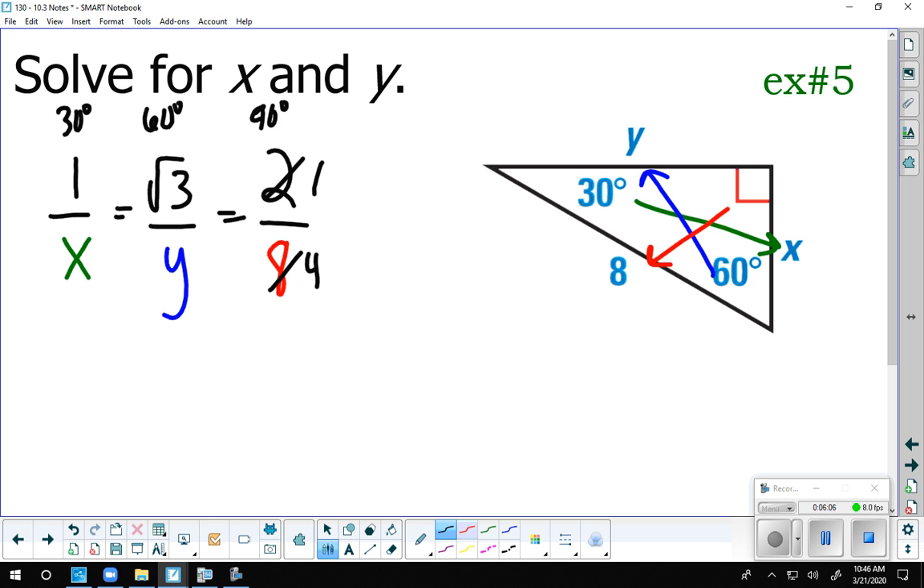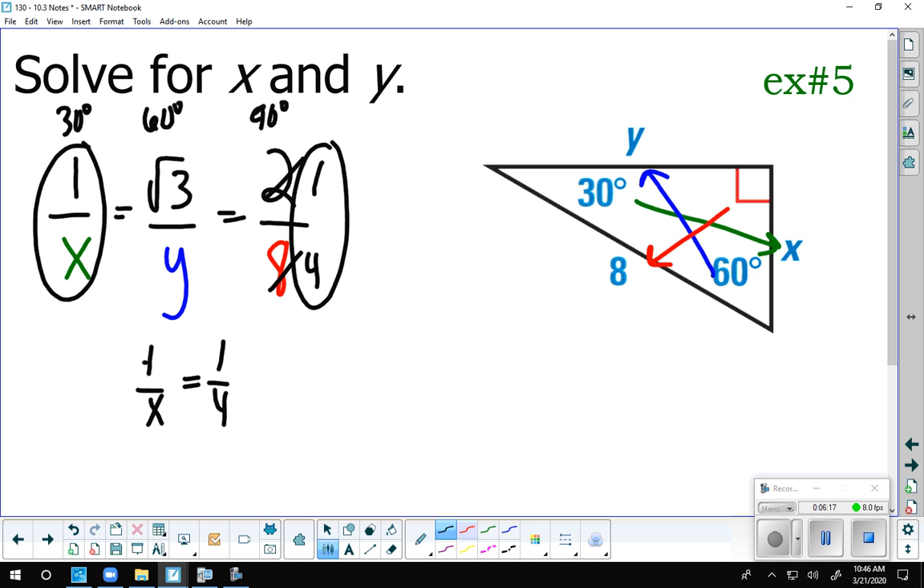We can find x first, so I'm going to use this ratio and this ratio. We can't use this one because we don't know y, and you can't have two unknowns. So 1 over x equals 1 over 4, cross multiply, and we get 4 equals x.